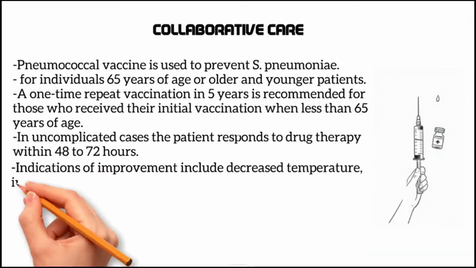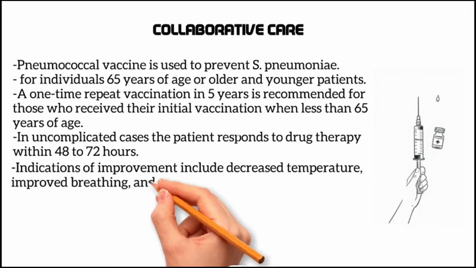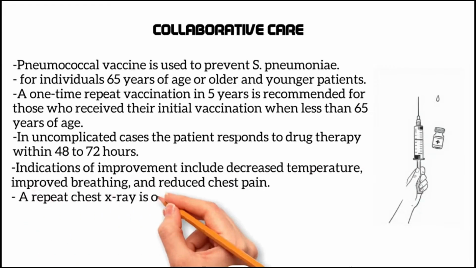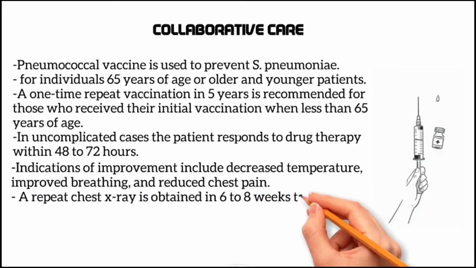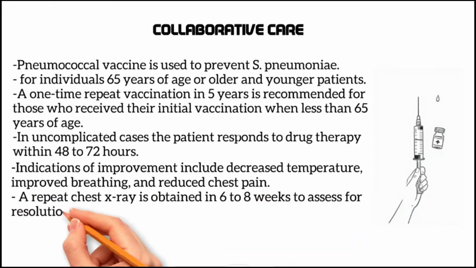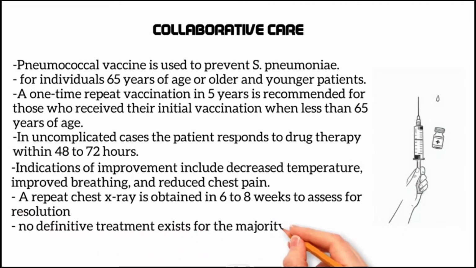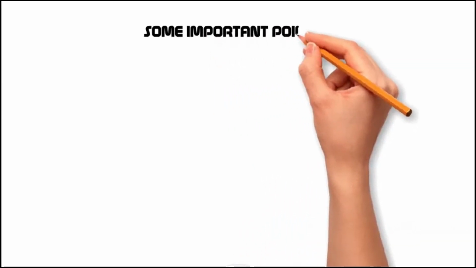Indications of improvement include decreased temperature, improved breathing, and reduced chest pain. Abnormal physical findings can last more than 7 days. A repeat chest X-ray is obtained in 6 to 8 weeks to assess for resolution. No definitive treatment exists for the majority of viral pneumonias. Care is generally supportive. Some important points.